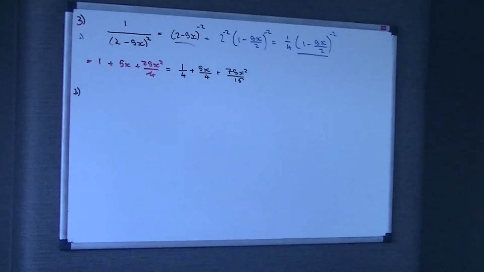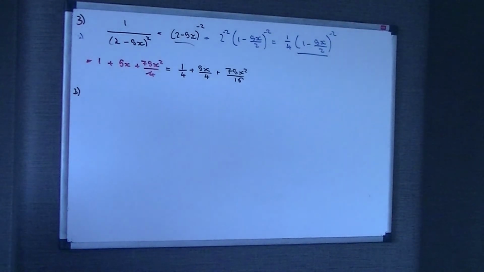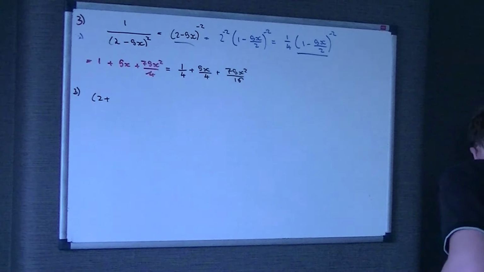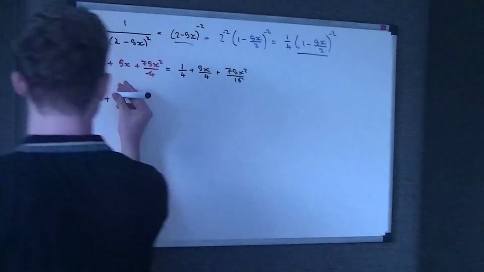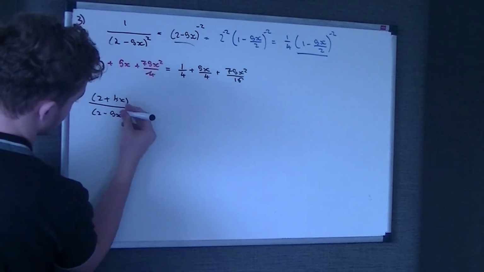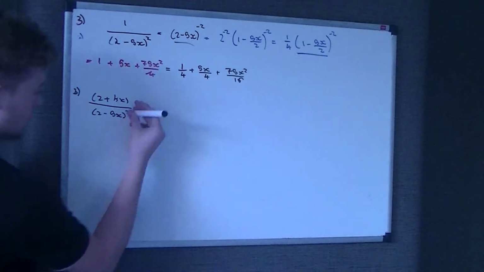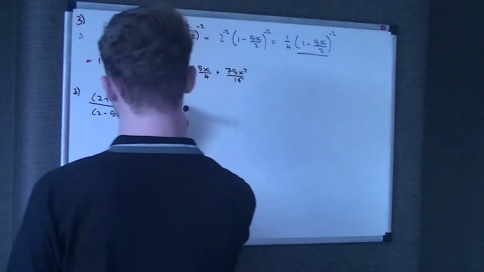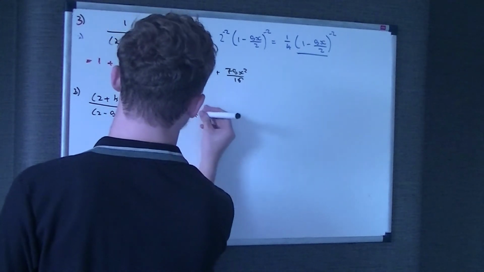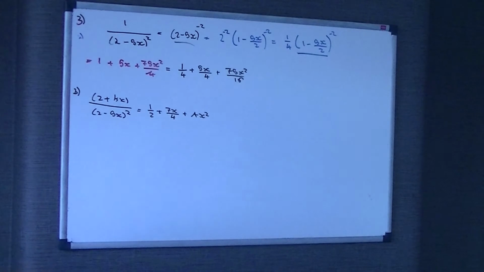Okay, so this is part B for January 2012, question 3B. So what we're going to do now in this part is we're asked to expand 2 plus kx over 2 take 5x all squared on the bottom, and we're told that is equal to a half plus 7x over 4, sorry, plus ax squared. And in the first part we're asked to work out what k is.